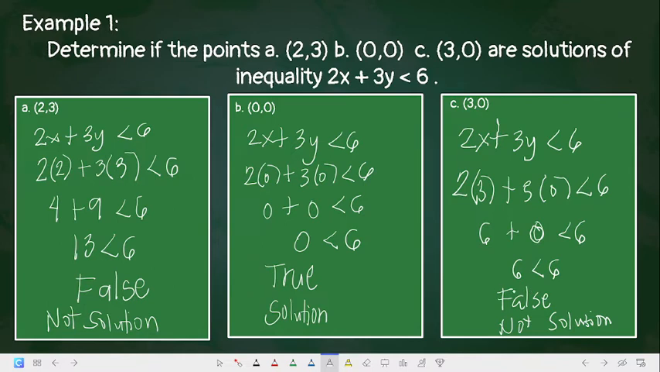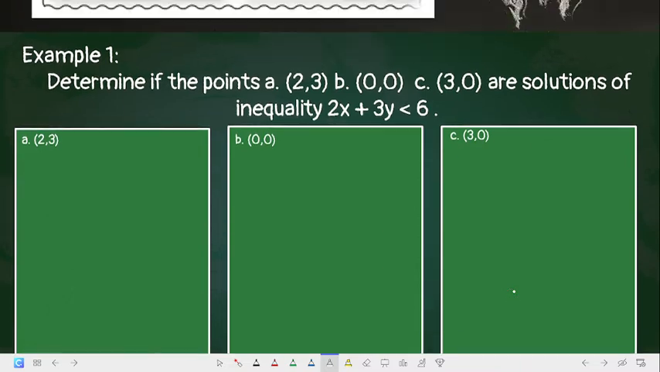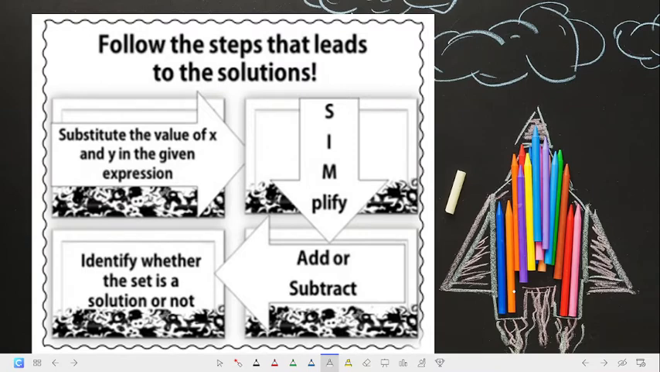So, I hope you get how to determine the solutions for the linear inequality. So, let's go back for the steps. So, first, substitute the value of x and y in the given expression. And then, you're going to simplify, then add or subtract, and then identify whether the set is a solution or not by looking if the result is true or false.